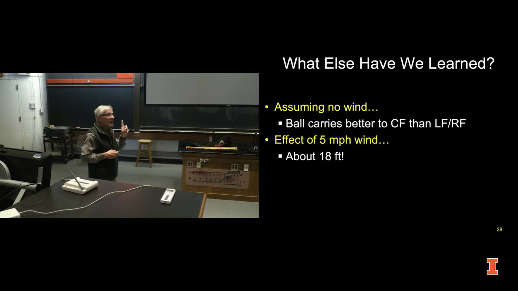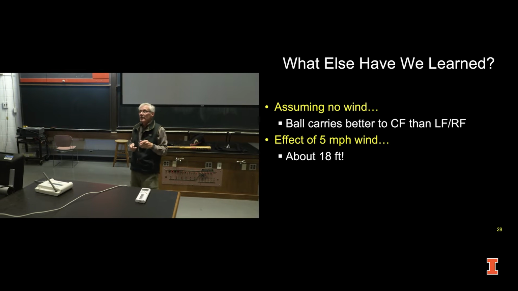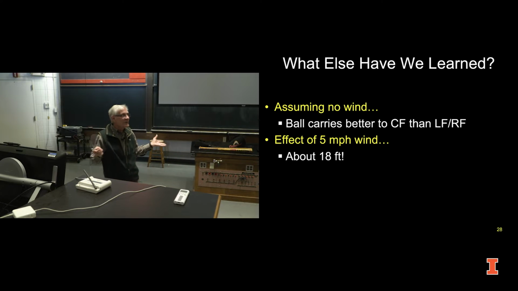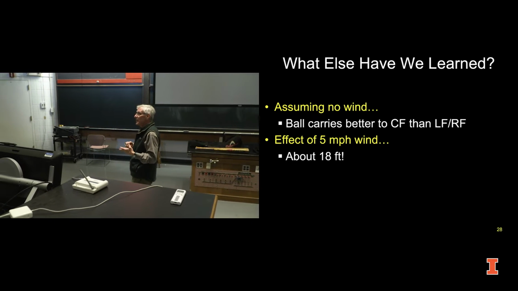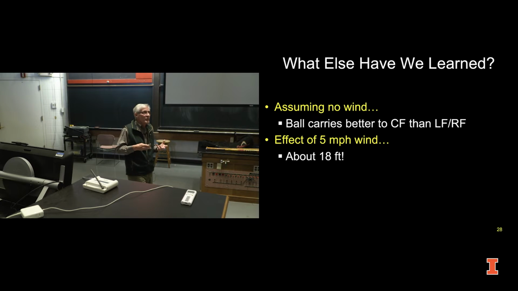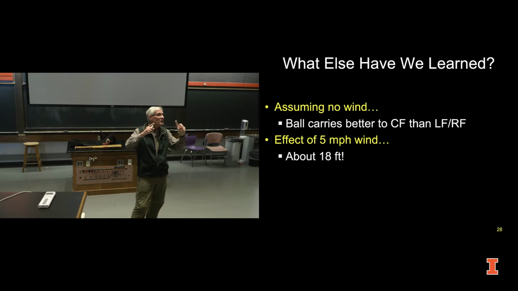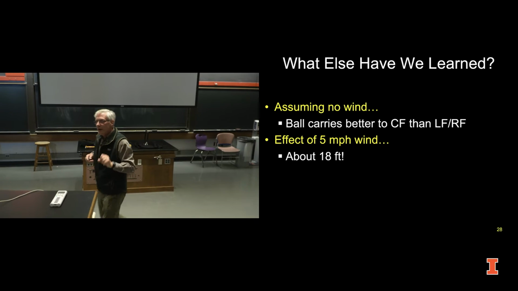Here's a really interesting one. 5 miles an hour of wind, either outblowing or incoming, changes the distance by something like 18 feet. That's enormous. 5 miles an hour is barely perceptible, right? It plays a big role, and it's the hardest thing to take into account because we don't have accurate measures, either in time or in space, meaning the wind speed and direction can change throughout a ball game, and it could be different in different parts of the ballpark. You can probably see the flags over here blowing one way and back there blowing another way, okay? So it's very hard to take that into account.